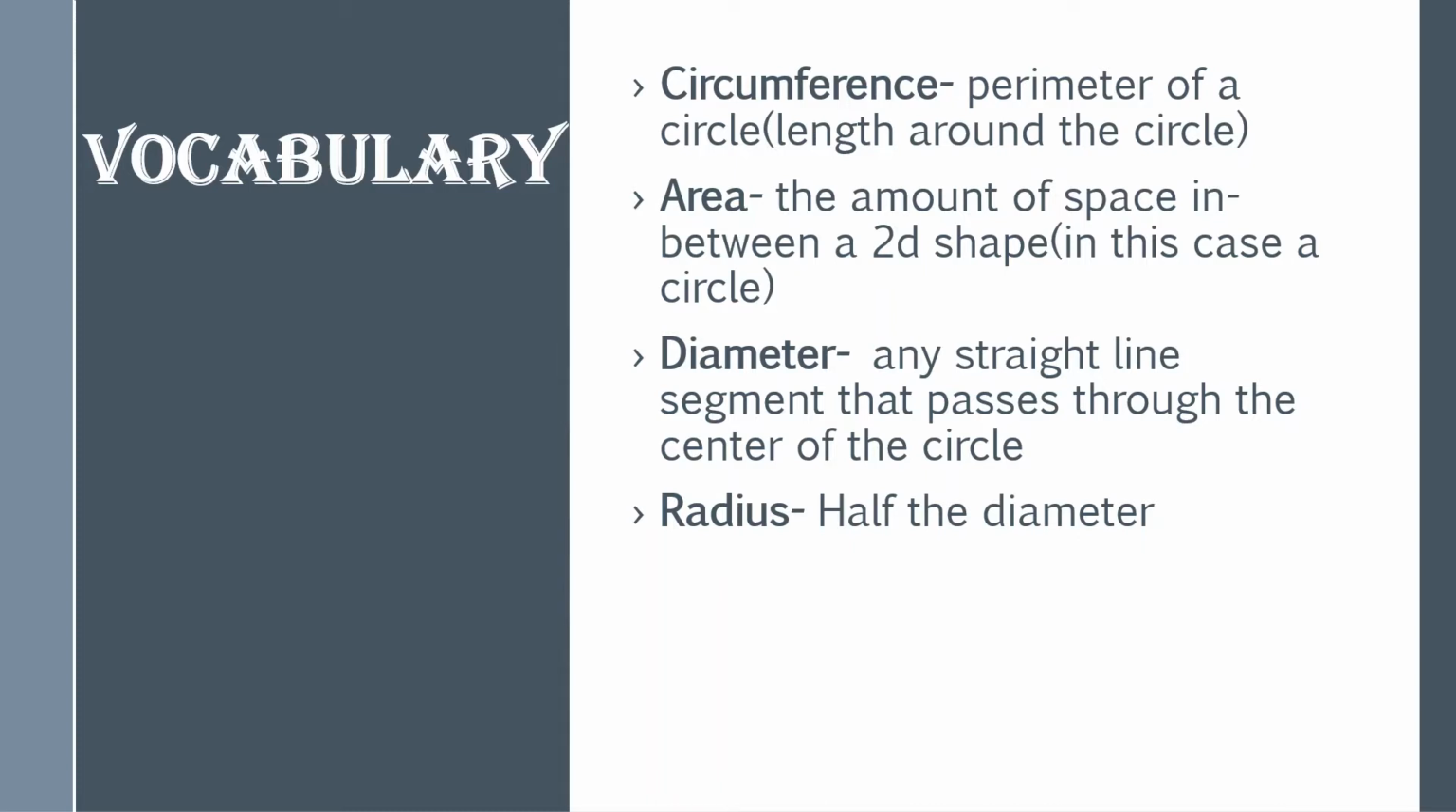The second word is area, which is the amount of space inside a 2D shape, in this case a circle. The third word is diameter, which is any straight line segment that passes through the center of the circle. And finally, radius, which simply put is just half the diameter.